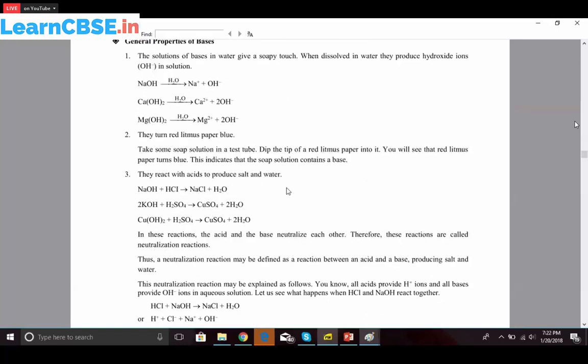Suppose you want to test whether something contains a base. We can take a soap solution, because soap contains NaOH, which is a base. If you dip red litmus paper in the soap solution, it turns blue, which indicates that the soap contains a base.